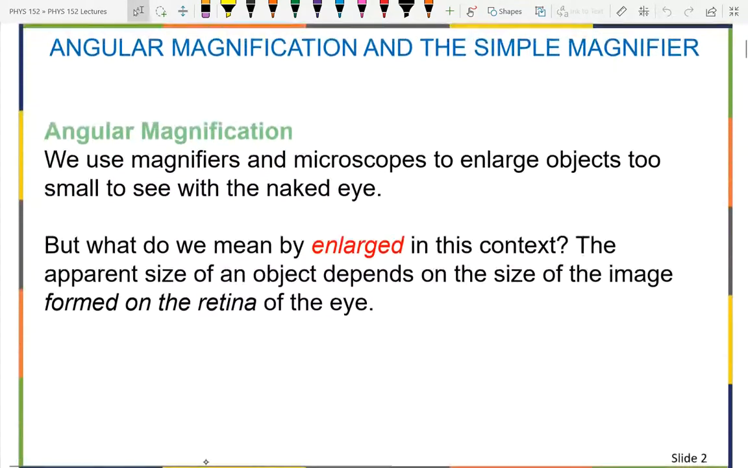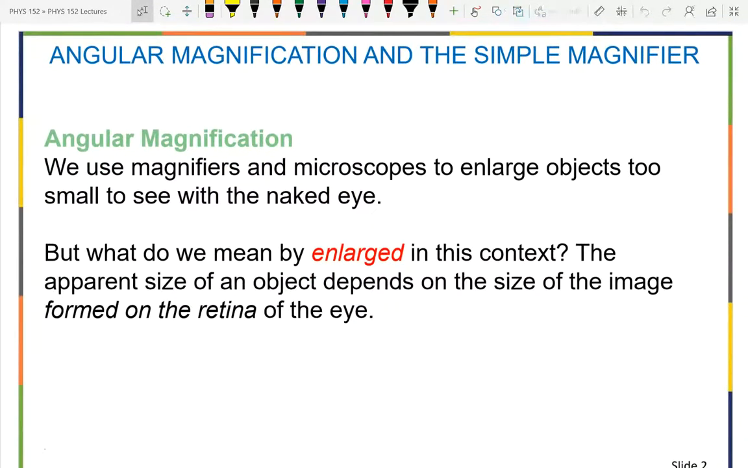So angular magnification is what we think of when we talk about magnification in a practical sense. When I look at something like the moon with my naked eye, it makes a certain size. And some people think that the moon is bigger on the horizon than it is when it's up in the sky. Have you experienced that or heard people talk about that?